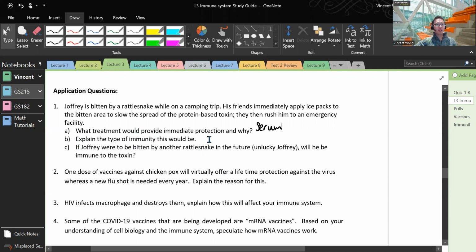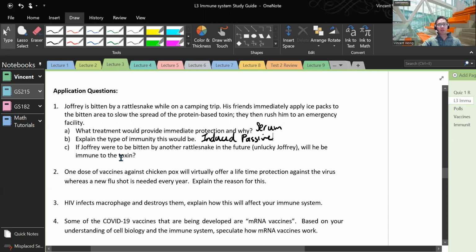Explain the type of immunity this would be. Well, because it is antibodies produced by someone else and it is not natural, when you inject something, this is going to be induced passive.